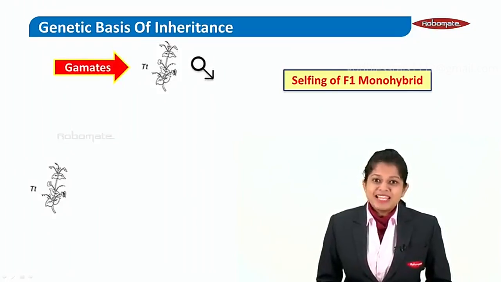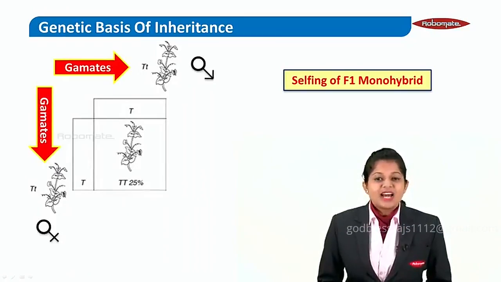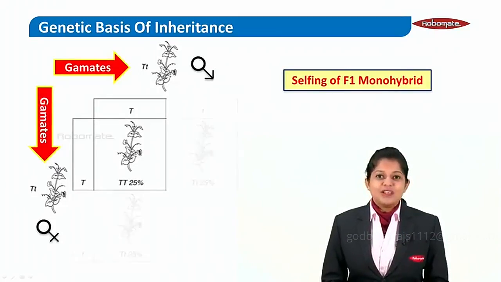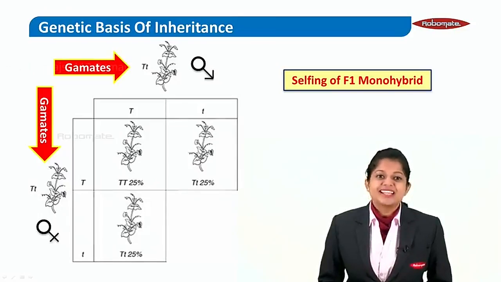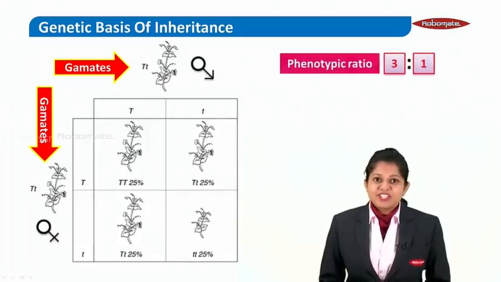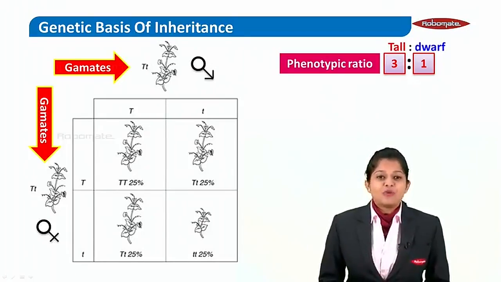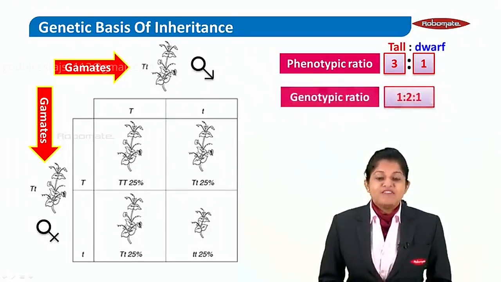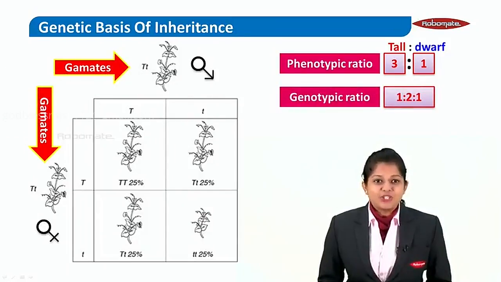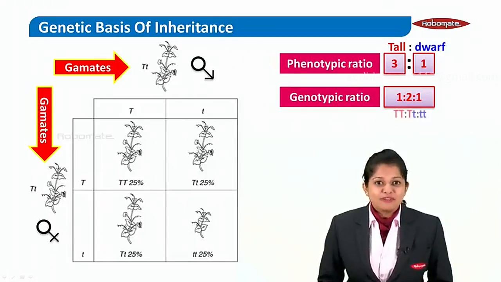So, the male gametes fuse with the female gametes to form a single homozygous tall, two heterozygous tall, and one homozygous dwarf, which is showing a phenotypic ratio of 3:1, where 3 appear to be tall and 1 appears to be dwarf, whereas the genotypic ratio is 1 pure tall, 2 hybrid tall, and 1 pure dwarf.